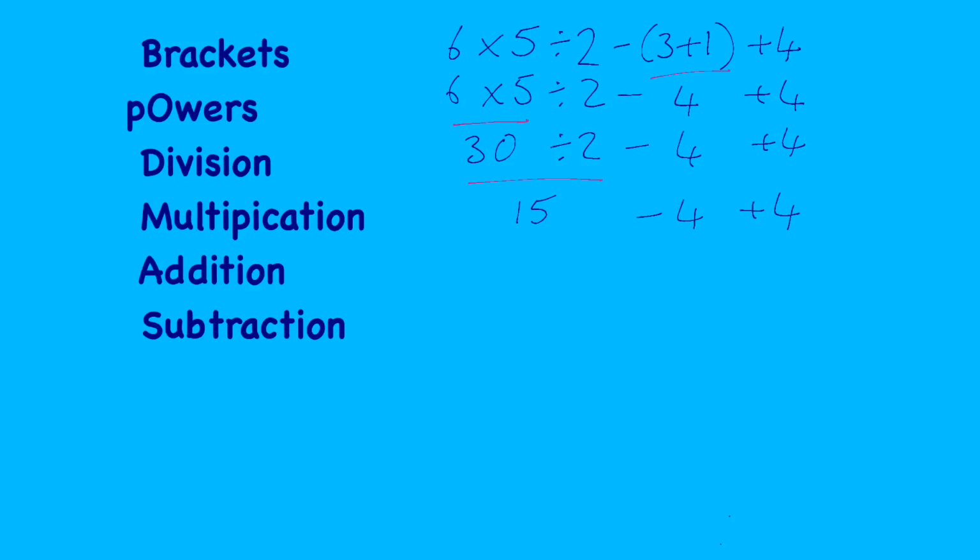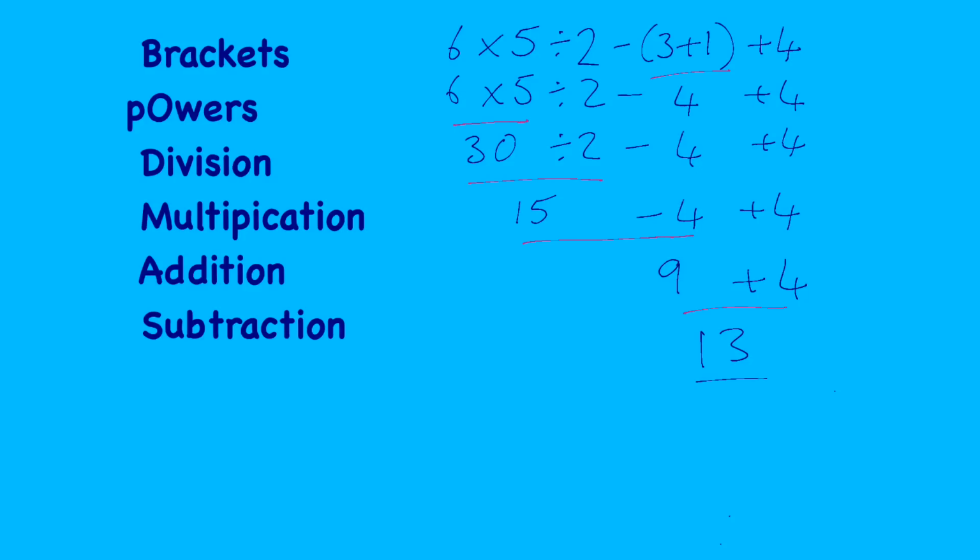So now we move on to our addition and subtraction. So as I can see, it's 15 minus 4 plus 4. So I'm just going to do it from left to right. So I'm going to do the subtraction first. So 15 minus 4 is 9. And then the last thing I'm going to do is the plus 4. So my final answer is 13.